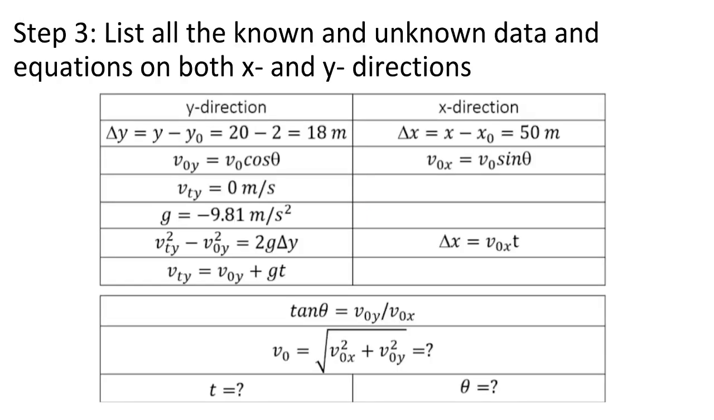So for the third step, we're going to list all the known and unknown data and the equations necessary to solve the problem. So for the y direction, we have the change in y displacement is 18 meters because of the information given to us. And we have some other well-placed values, some standard and some given to us. We have various equations in both the x and y directions. And on the bottom table, there are just some other convenient equations that will be very useful when solving the problem.